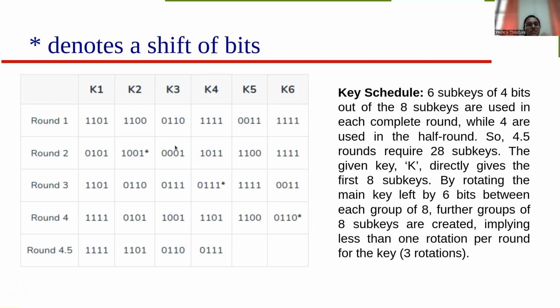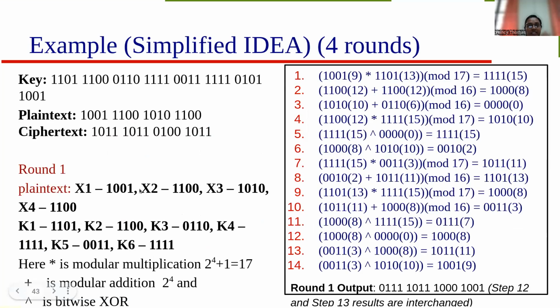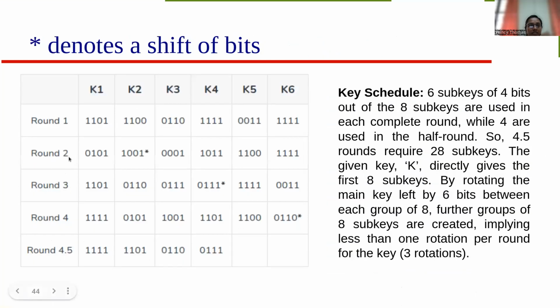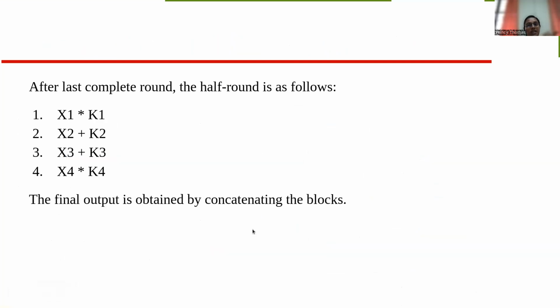And then for the 4 rounds, you will simply follow the 14 steps, these 14 steps with the new set of keys and the output that we got over here. So this is X1, X2, X3, X4 for round 2, and the keys will be K1, K2, K3, K4, K5, K6. Once all the 4 rounds are done, or in the case of normal IDEA, once all the 8 rounds are done, then the last step or the half round is completed in this way.